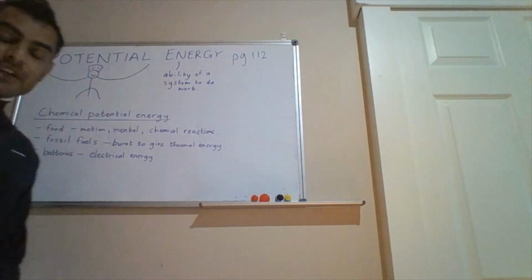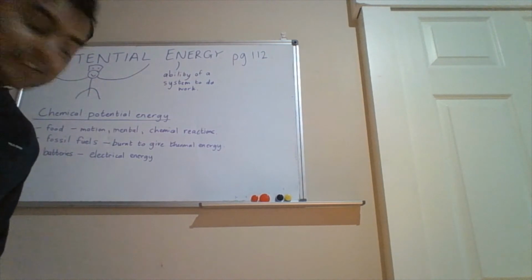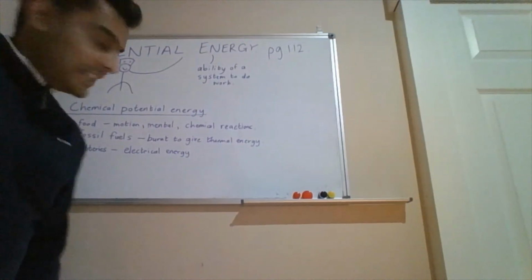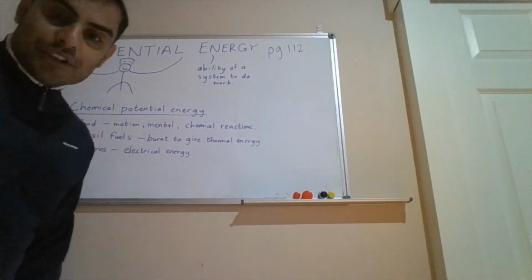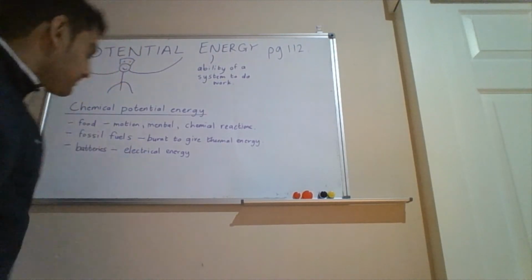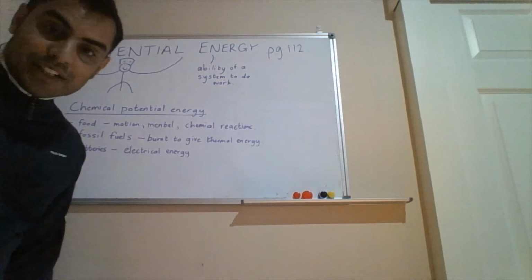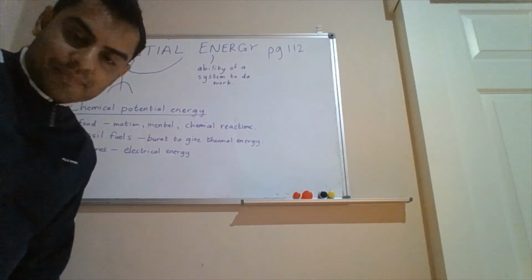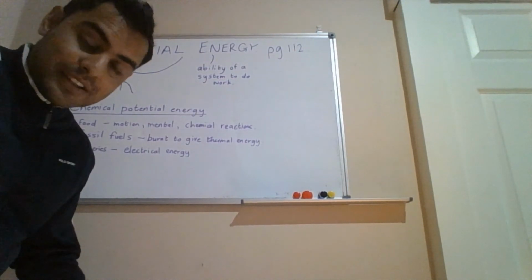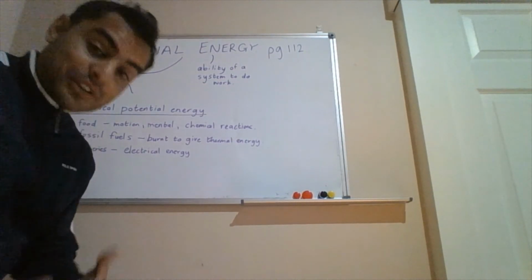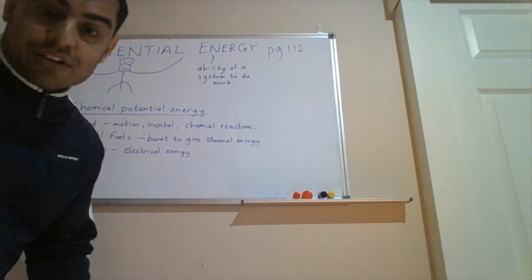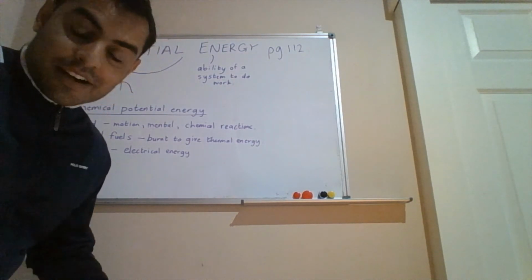The next type of chemical potential energy is fossil fuels, which we've seen already, and these fuels can be burnt to release thermal energy. Lastly, we have batteries, which is a very simple conversion to electrical energy. And we saw that with the motor, where the electrical energy was converted to magnetic energy, which was then converted to the motor spinning kinetic energy.